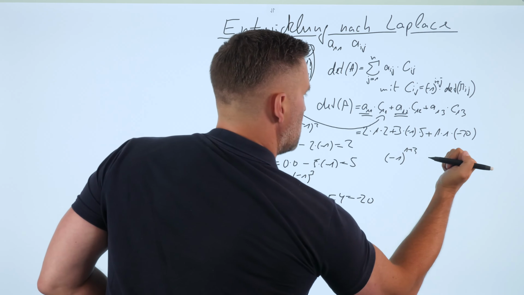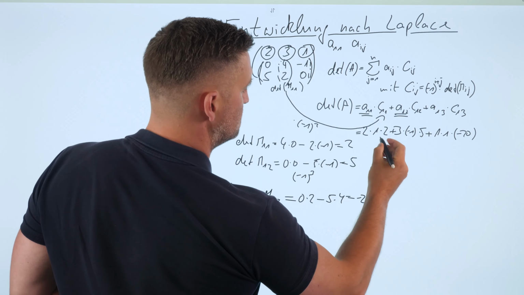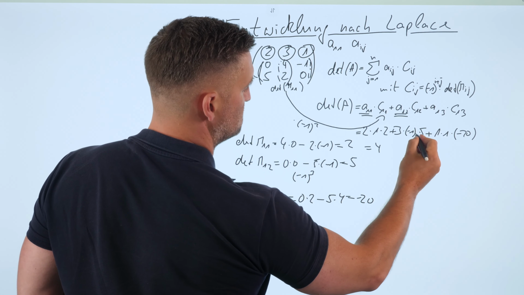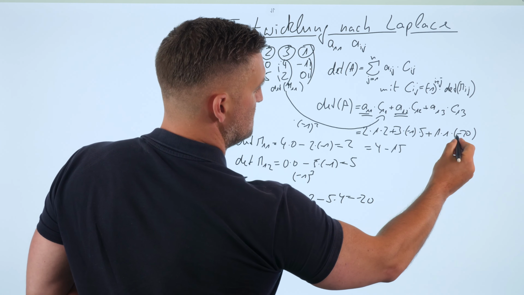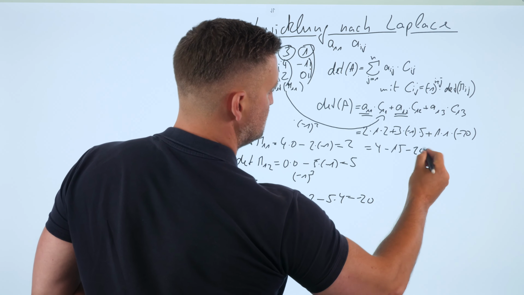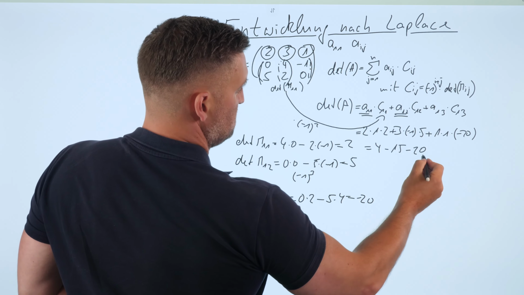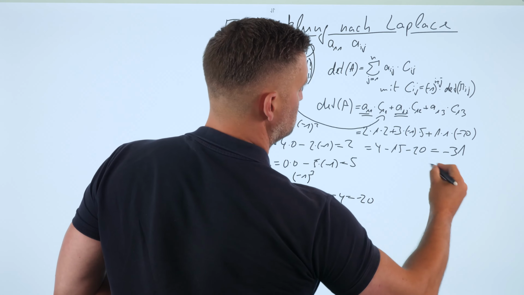We still need to calculate everything. So 2 times 2 is 4. 3 times minus 1 times 5 is minus 15. Here we still have minus 20, so we have 4 minus 15 minus 20, and the determinant is then minus 31.